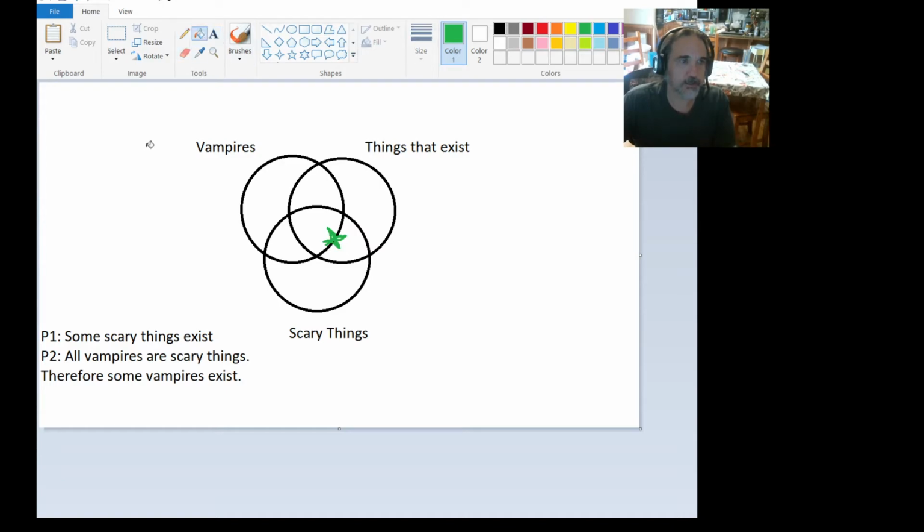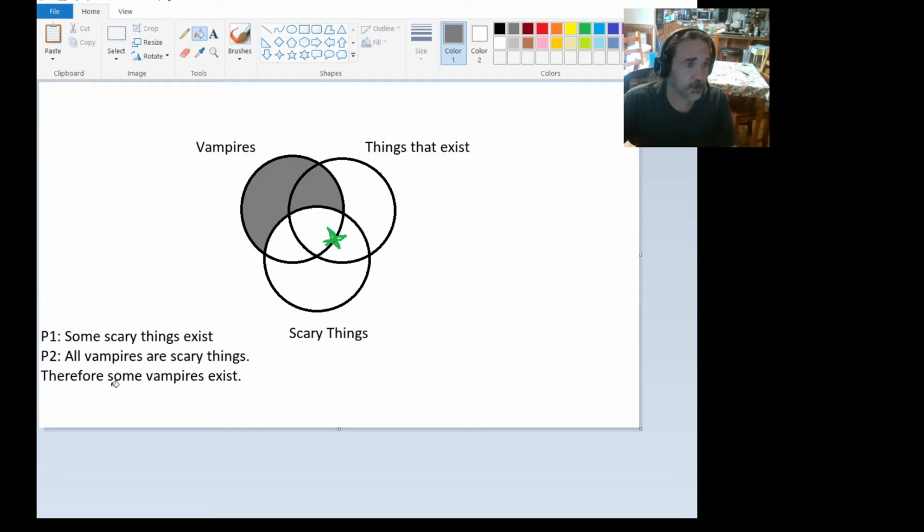Now we know from premise 2 that all vampires are scary things. So it's saying that anything that's in this vampire circle is also something that's in this scary thing circle. Or another way of thinking about that is there's nothing in this vampire circle that is not also in this circle. So the way we show that is we simply erase those sections, or we eliminate them.